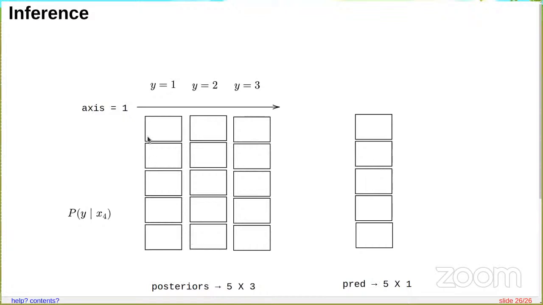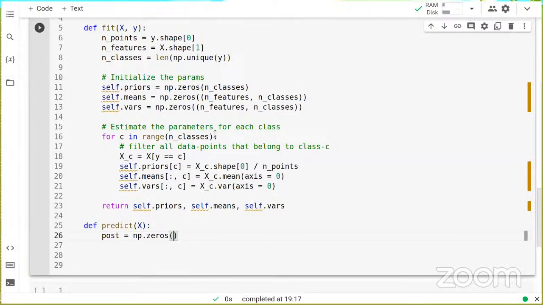There are 5 training examples, right? So X is the test data set, so it's 5x2. X is 5x2. Then the posteriors is 5x3, because for each data point you need to have 3 probabilities. And from that you will choose which is the maximum probability. So now can you tell me what should be the shape of this?